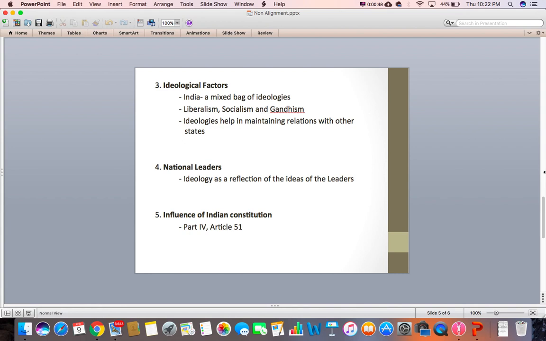Pandit Jawaharlal Nehru is considered the father of India's foreign policy, and his views and ideology were reflected in India's foreign policy, like non-alignment. His socialist ideas tilted him towards the Soviet Union. On similar grounds, currently, India's foreign policy has the influence of PM Modi. For instance, he initiated the Act East policy.